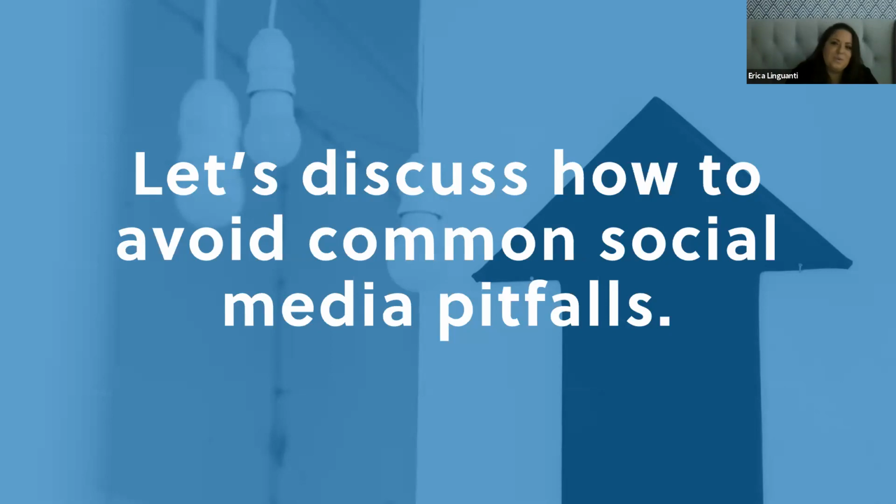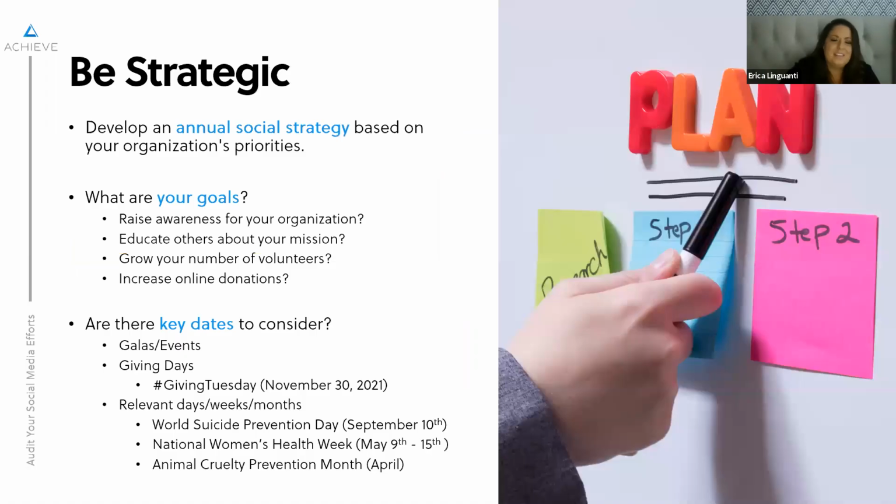So we've talked about some free tools, we've talked about taking inventory of your channels, and we've talked about finding your engagement rates. But let's discuss how to avoid some common social media pitfalls. The first one that I see most of the time is related to content, and it comes from being reactive instead of proactive.